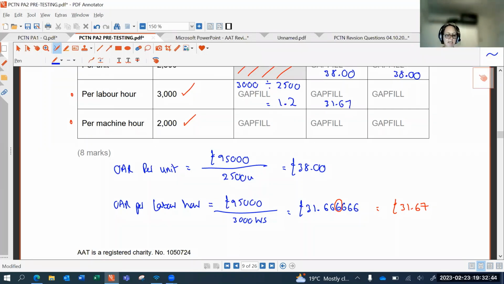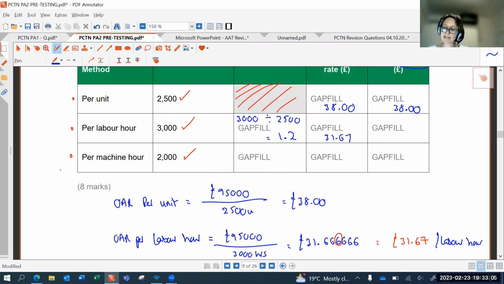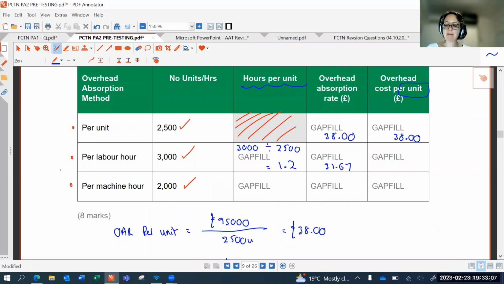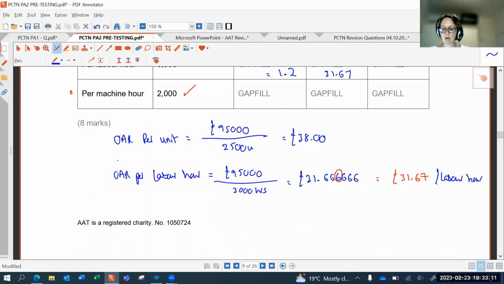So what does that mean? That means that every single hour, because this is an OAR per labour hour, every single hour where my unit is getting some attention, it's going to cost £31.67 in overhead. Now, the last column says, well, how much would that be for a whole unit then? You're telling me it's £31.67 for 1 hour. What would it be for a whole unit?